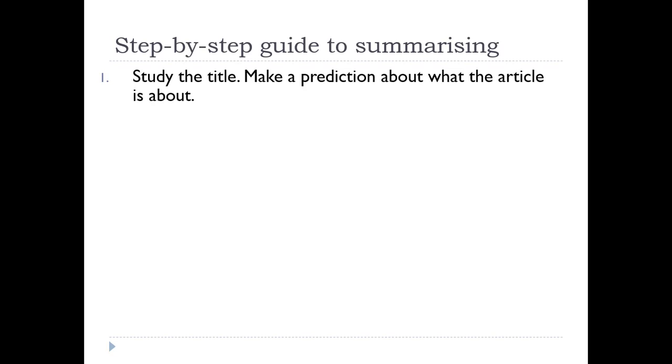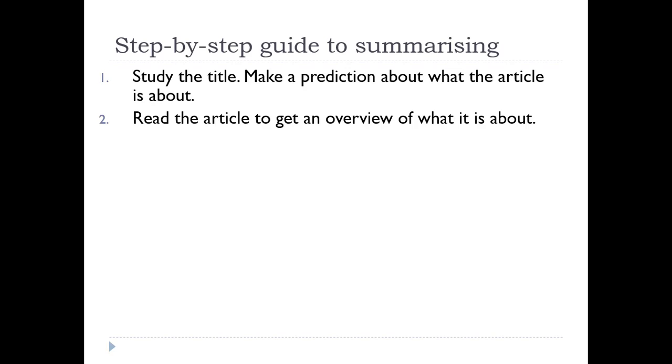Firstly, and this is something that students rarely do, study the title. So have a look at what this article is about. Make a prediction. Yes, you might be wrong, but you might also be correct. So think, when you read the title, what might this article be about?